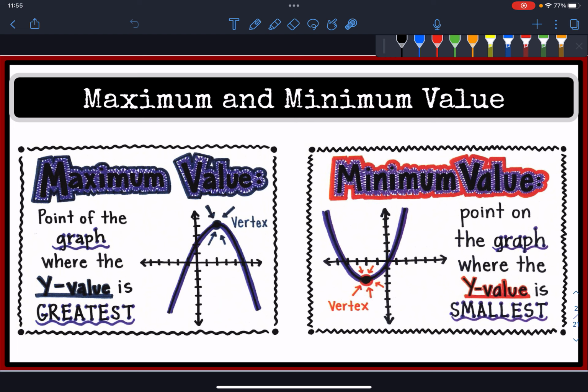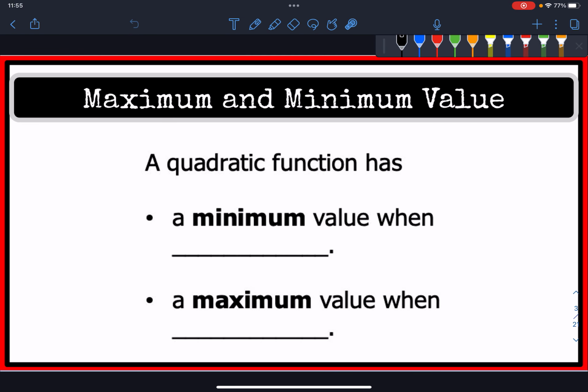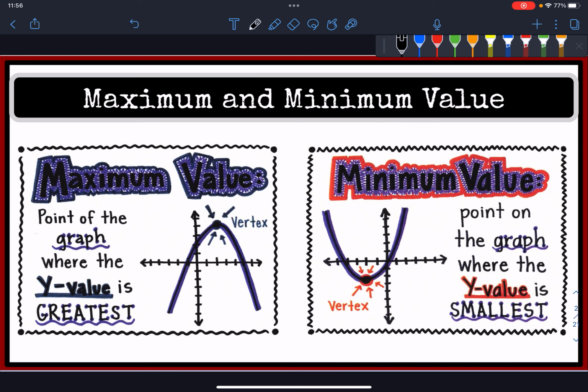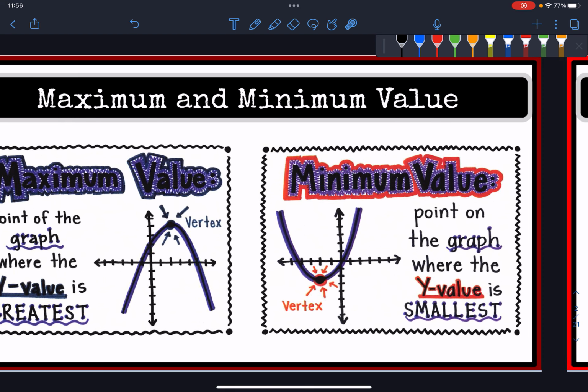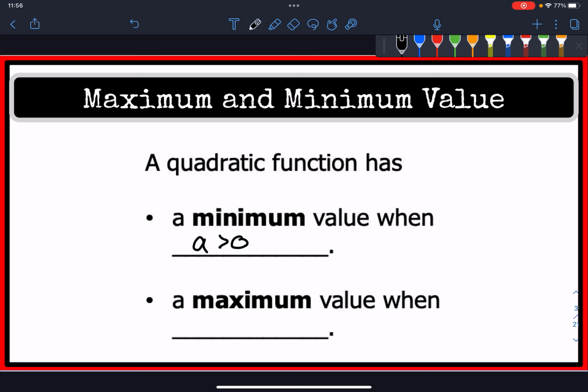So all we have to do in order to find the maximum or minimum value is determine where the vertex is. Now we have a maximum if the parabola is opening upwards, and that occurs when this value of a on our quadratic is a number that is greater than 0. If our parabola is opening downwards, like this one right here, then our vertex is our maximum value, and that occurs when the value of a is a number less than 0.